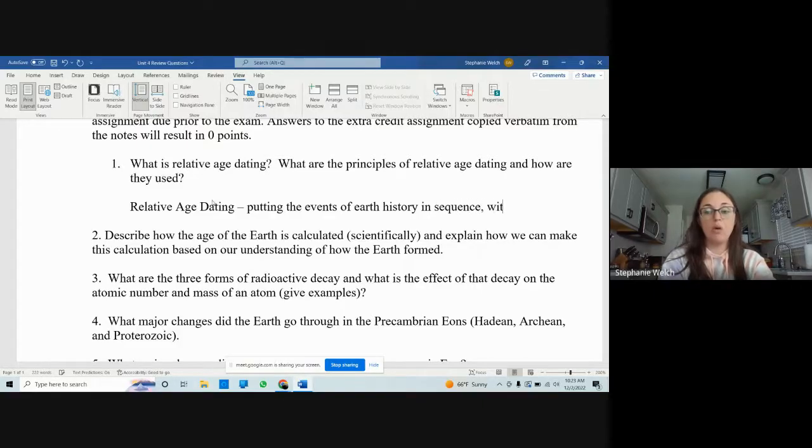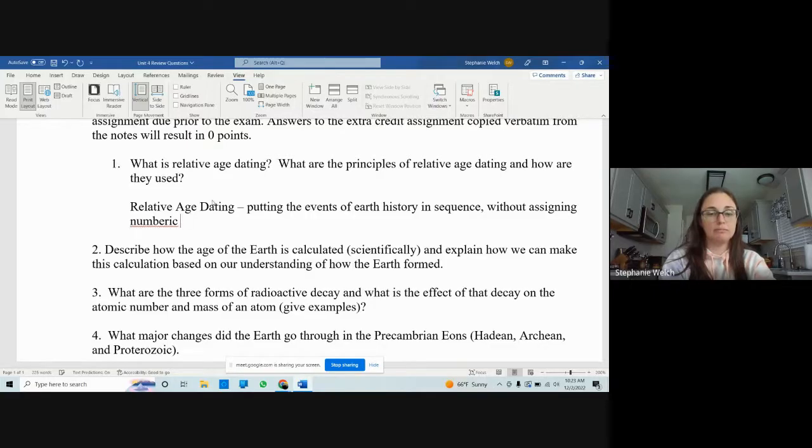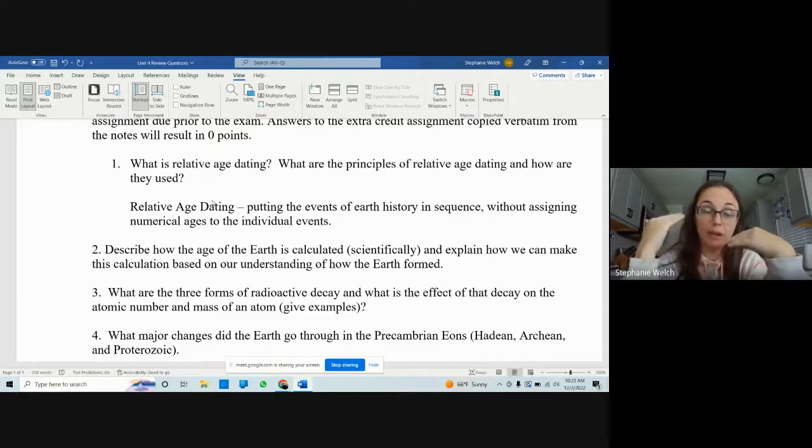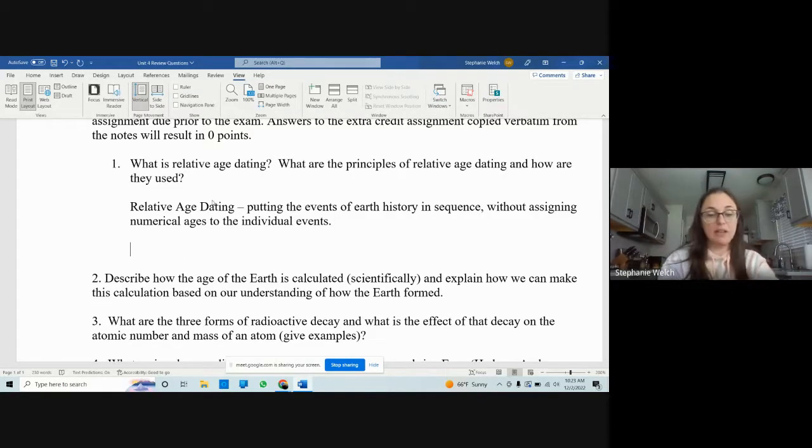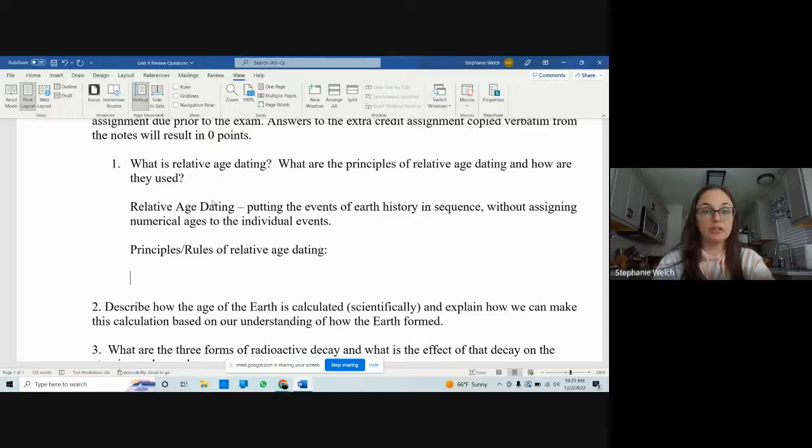And this part's important, without assigning numerical ages to the individual events. So it's just putting things in story. What happened in sequence? What happened first? What happened second? What happened third? And so on. So the principles of relative age dating are effectively can be thought of as the rules. These are the rules that we use to be able to tell the story of geologic time.